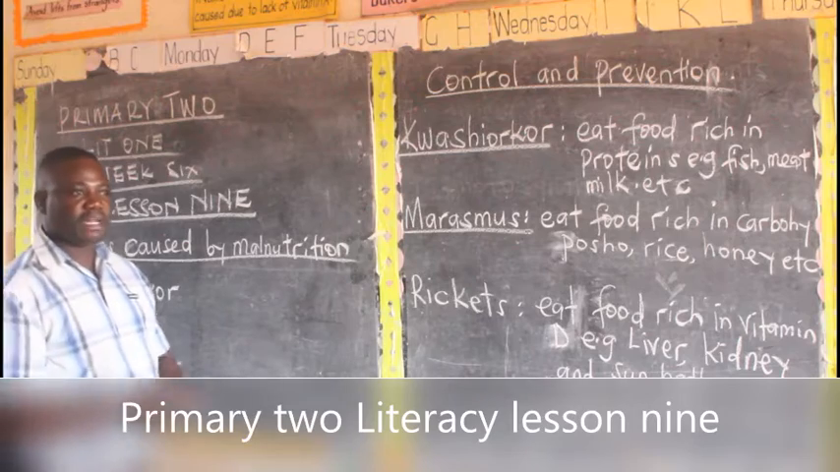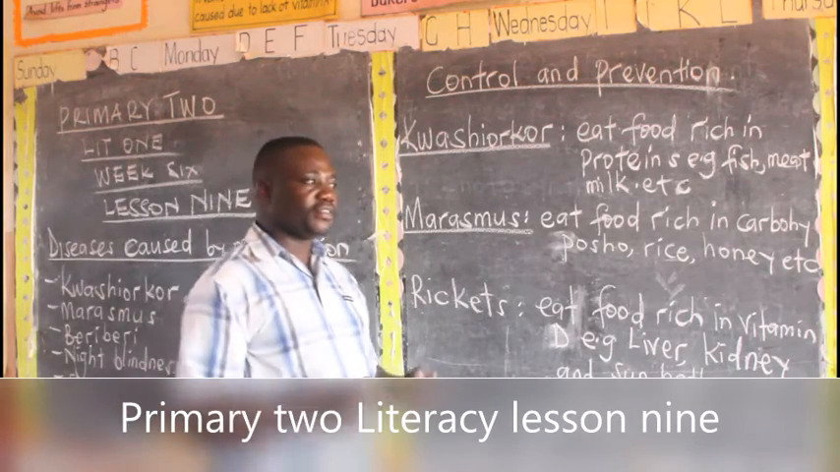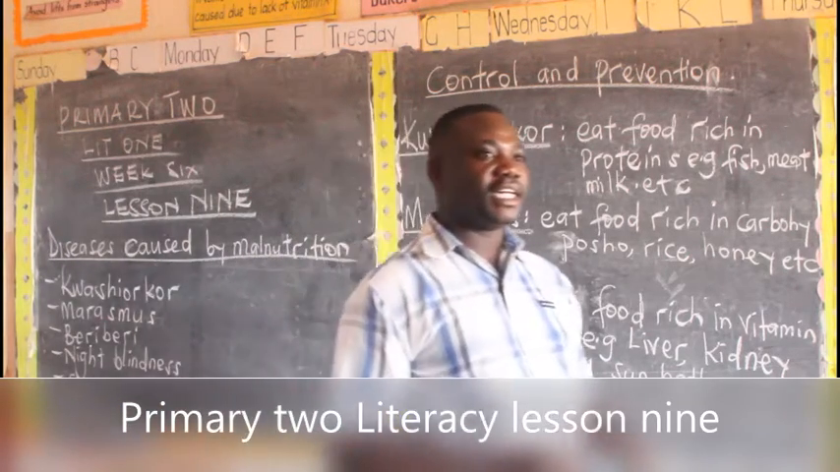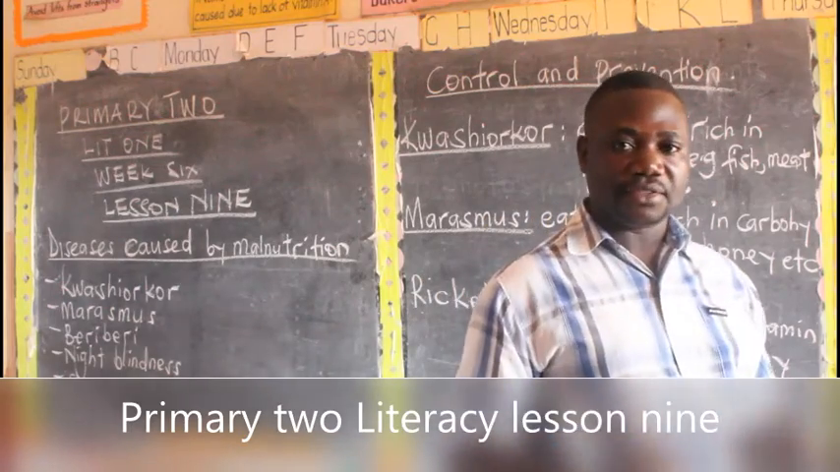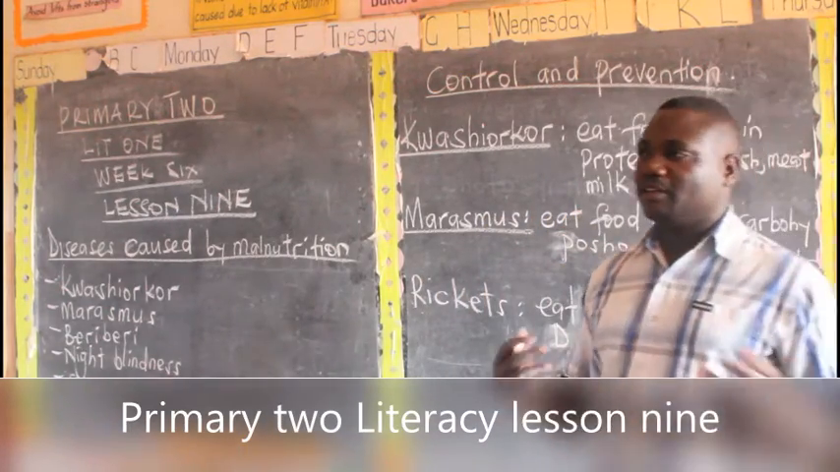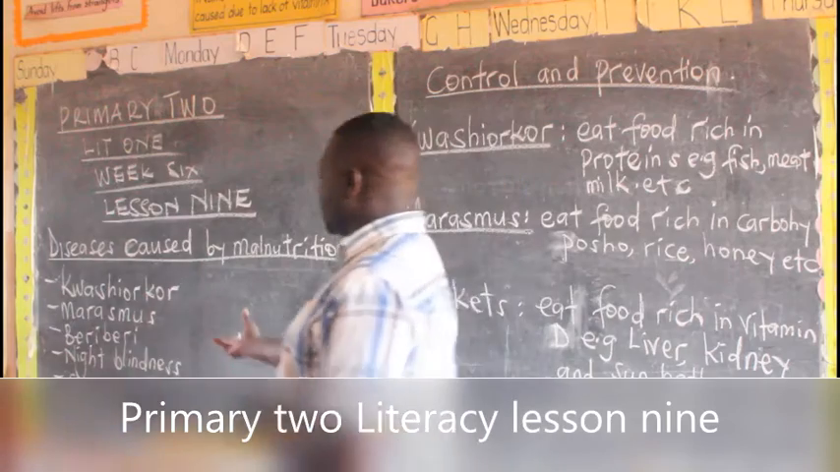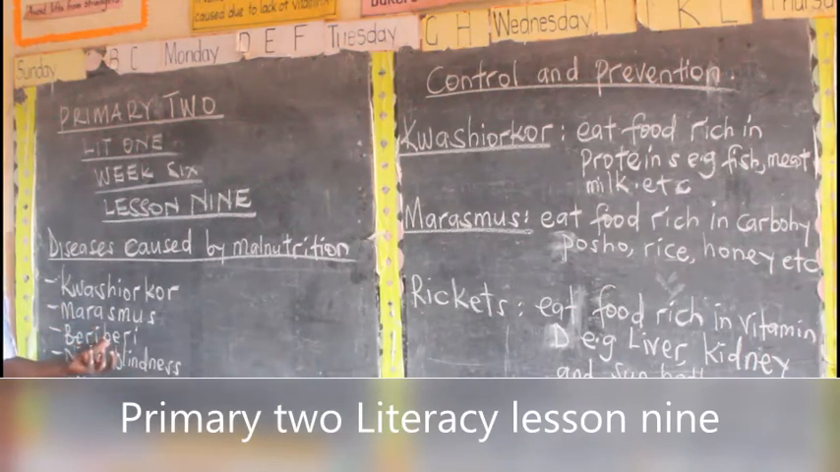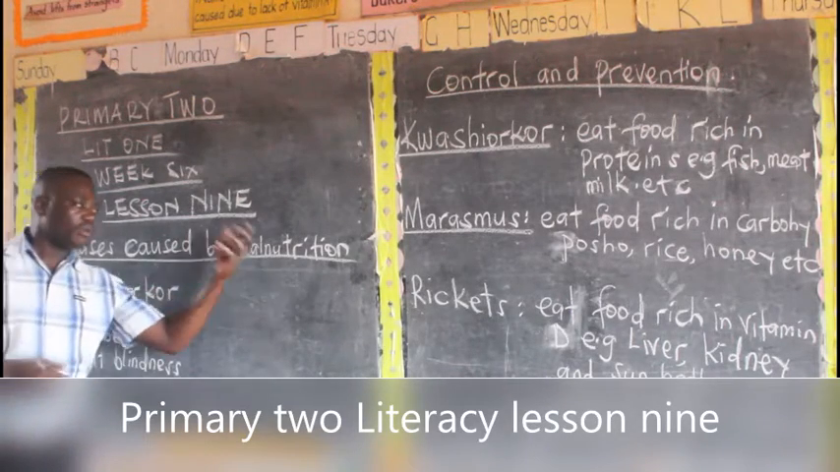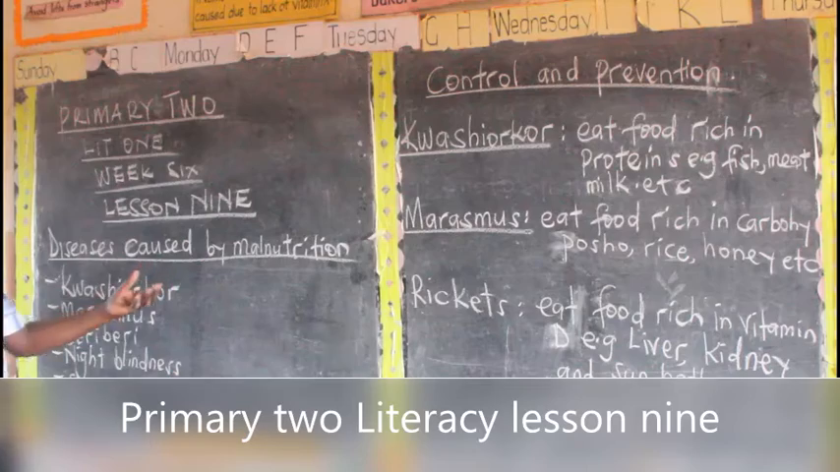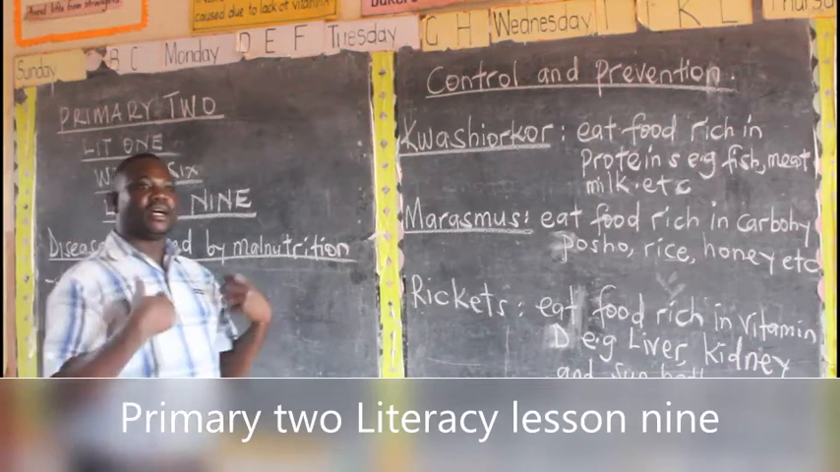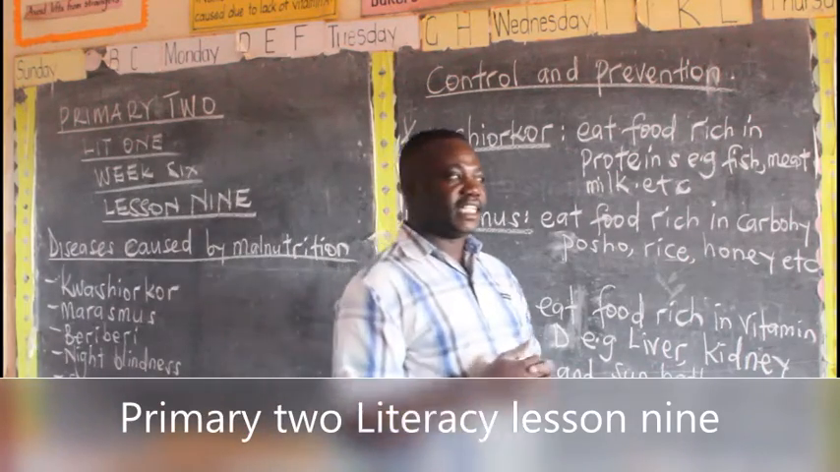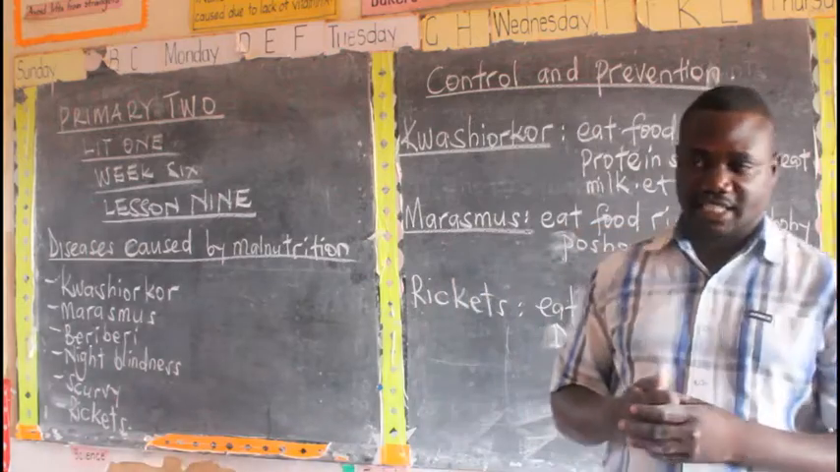And remember, I said malnutrition is the condition of the body when one is weak and is sick of diseases. These are some of the diseases that one can suffer from due to poor feeding or malnutrition. Sometimes we call them deficiency diseases.